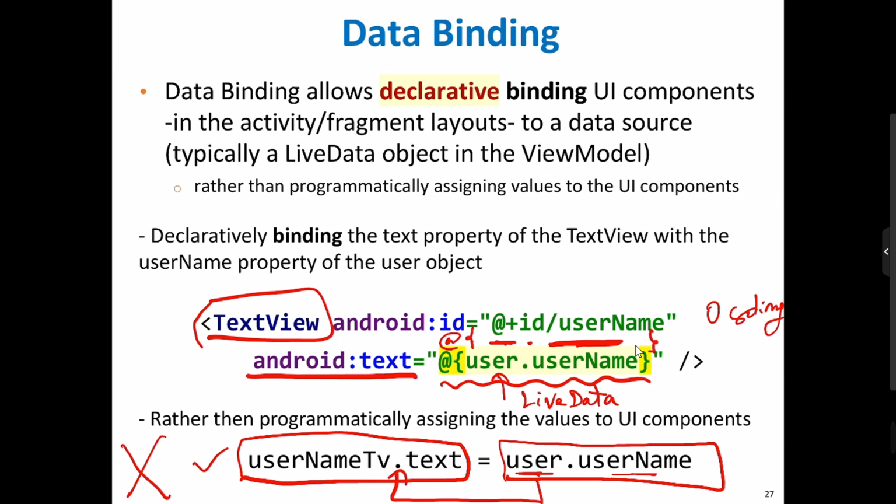Very, very powerful. So data binding is all about linking the UI with my objects, and this is done in the XML layout. I don't need to do any coding to manually and programmatically read from the object and write to the view. I can just declare this binding declaratively, and the value of username will be assigned, and whenever the value changes, this will be auto updated. So that's what data binding means.